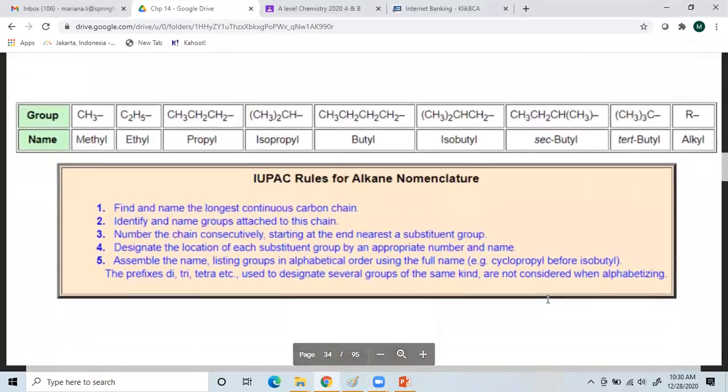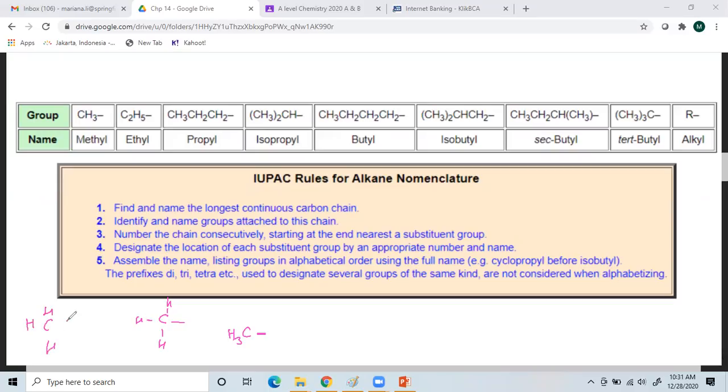Okay, I'd like you to take notes regarding the names of the alkyl groups. What is alkyl? Alkyl actually comes from alkane, an alkane that lost one hydrogen. So let's say I have methane, CH4, the simplest alkane. If one hydrogen is lost, the structure becomes CH3 with one free hand like this. This free hand can be connected to another group. The name will be changed from methane to methyl.